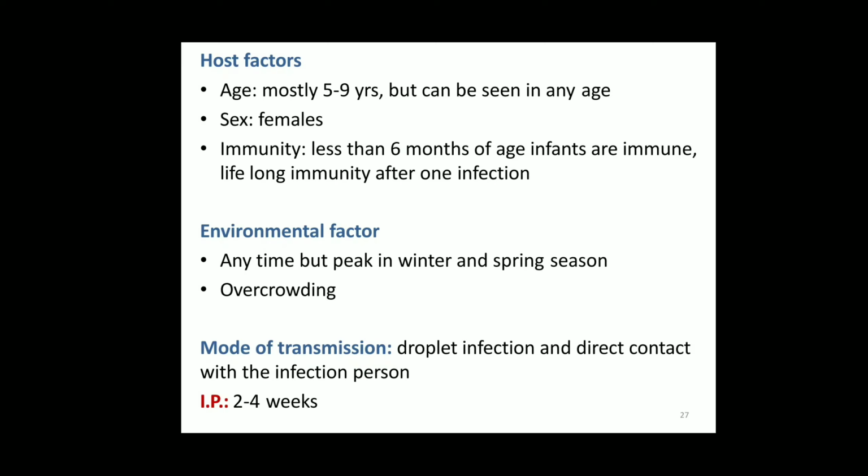Coming to immunity, infants are protected by the immunity passed from the mother during birth. So infants less than 6 months of age are immune. There is lifelong immunity after one infection. Same as chickenpox, once you have the disease, your body produces antibodies against it, so there is no secondary infection in the person.